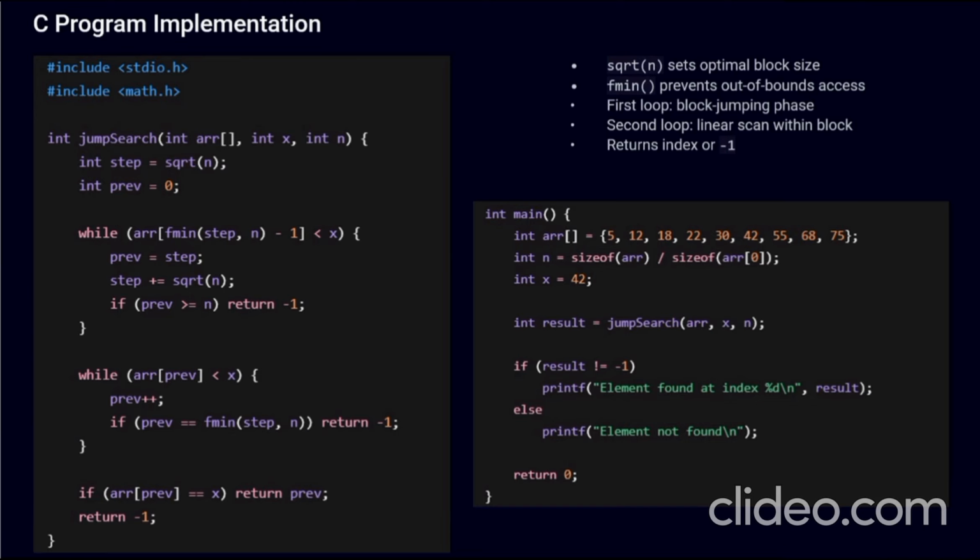In the main function, a sorted array is created and the target value 42 is searched using the jump search function. The returned result is stored in the variable result. If the result is not -1, the program displays the index where the element was found. Otherwise, it displays a message indicating that the element was not found. This implementation demonstrates how jump search combines block jumping and linear searching to achieve a time complexity of order of √n, making it faster than linear search for sorted arrays.